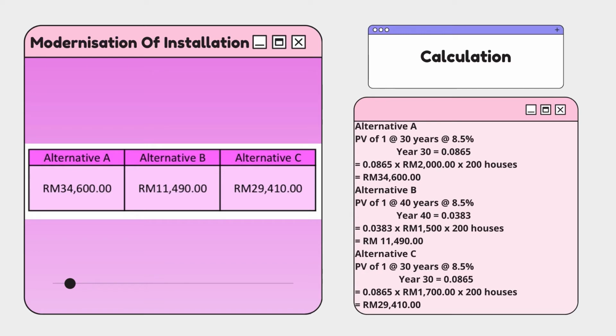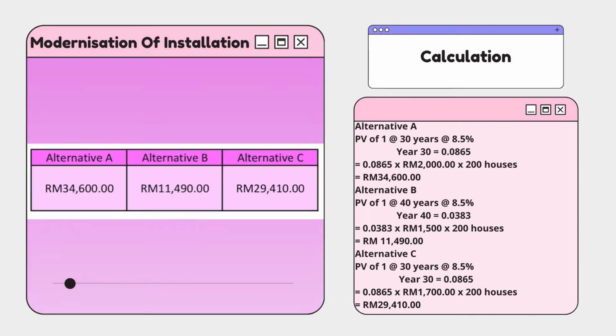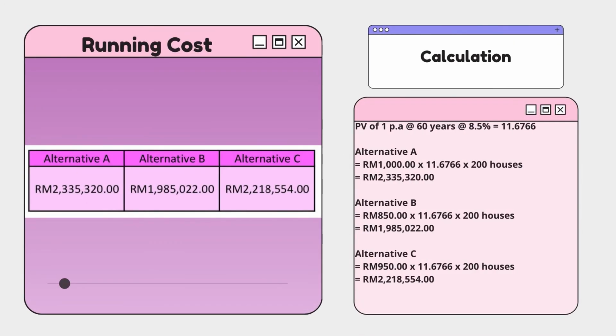Finally, for alternative C, similar PV of 1 at 30 years at 8.5%, just like alternative A, which leads to a calculation of 0.0865 multiplied by 1,700 ringgit cost per house multiplied by 200 houses, which equals 29,410 ringgit.